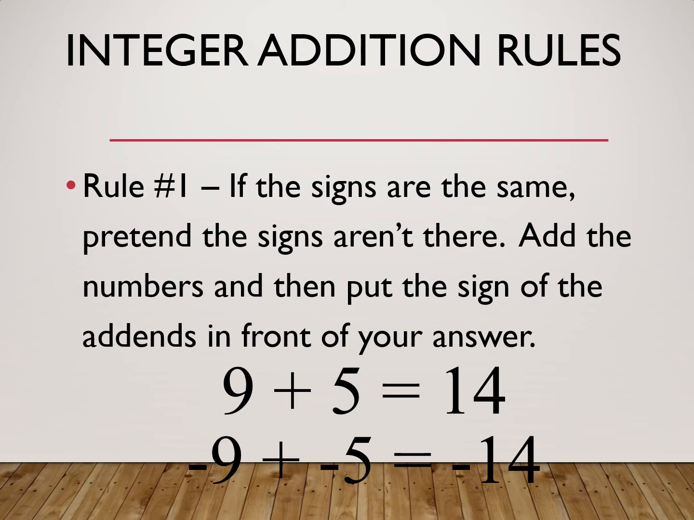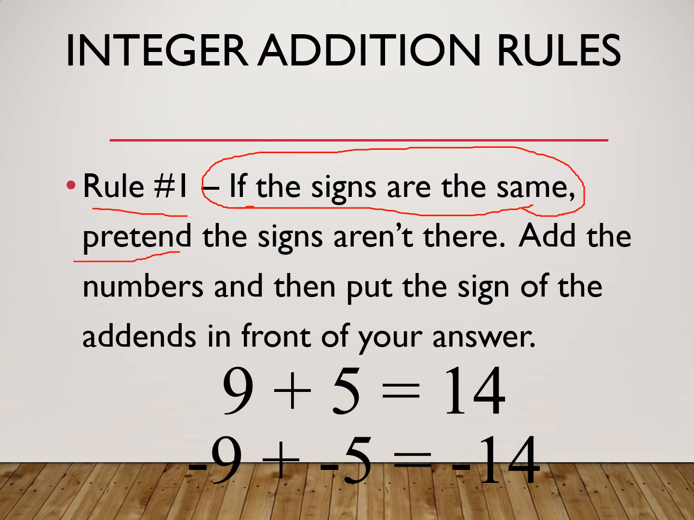Now rule 1, if the signs are the same. The first rule is, while adding, if the sign of both the integers is the same, whether both positive or negative, what will happen? First of all, we pretend the signs aren't there. First thing, we will forget any sign. We just add the numbers. So add the numbers and then put the same sign of the addends in front of your answer.